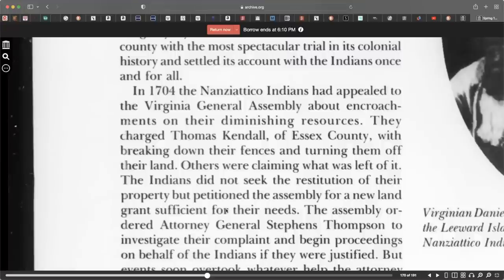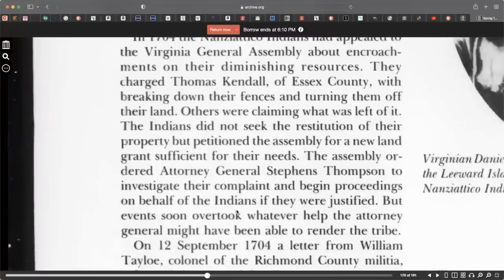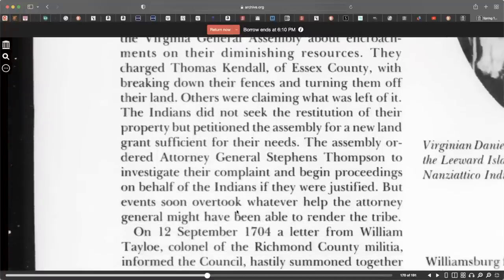The Indians did not seek the restitution of their property, but petitioned the assembly for a new land grant sufficient for their needs. The assembly ordered Attorney General Stevens Thompson to investigate their complaint and begin proceedings on behalf of the Indians if they were justified. But events soon overtook whatever help the Attorney General might have been able to render the tribe.